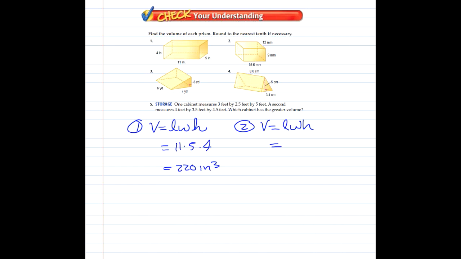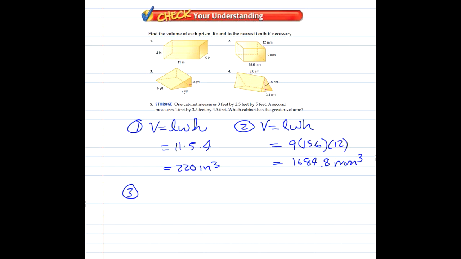Find the volume of each prism. Round to the nearest tenth if necessary. So in number 1, we have a rectangular prism. So we're going to use volume equals length times width times height. So volume equals 11 times 5 times 4, which is 220 cubic inches, or inches cubed. Number 2, again another rectangular prism. Volume equals length times width times height. 9 times 15.6 times 12 gives us 1,684.8 millimeters cubed.